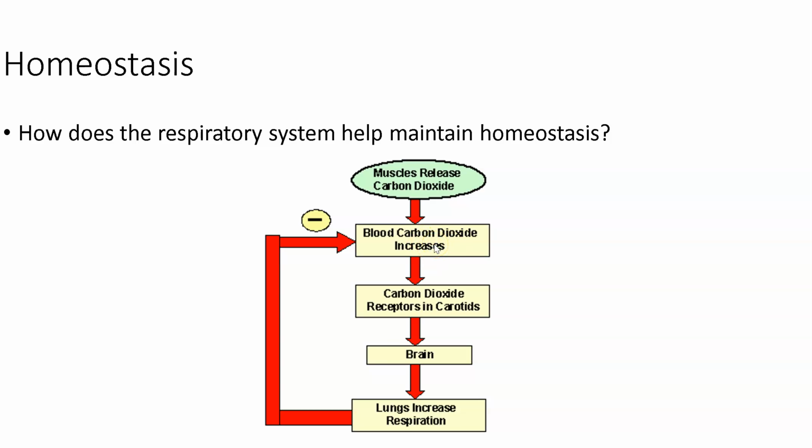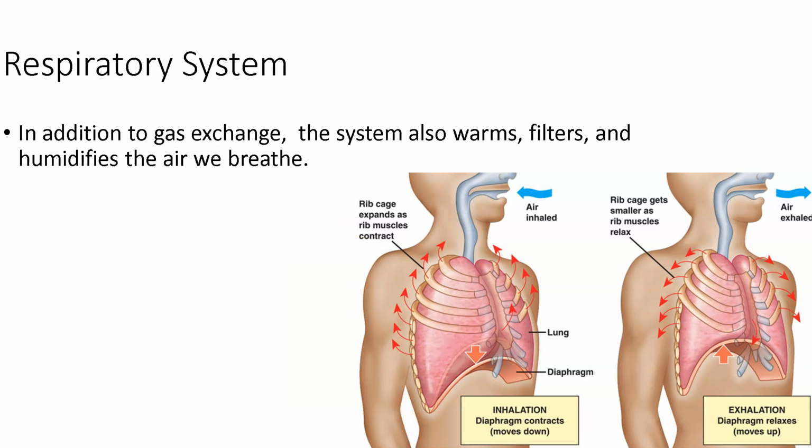Blood, the levels of carbon dioxide increase. There's receptors that notify this, and so we increase respiration to get that carbon dioxide out and to get more oxygen in. The system also warms, filters, and humidifies the air we breathe.